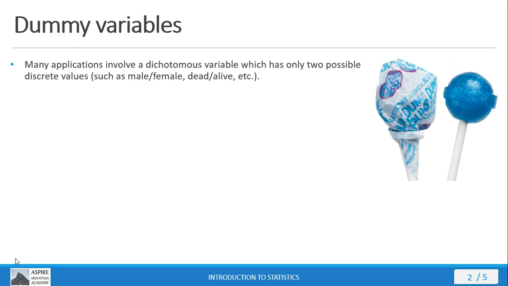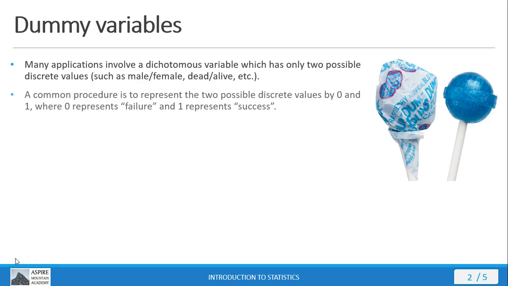What we're looking at when we're talking about dummy variables are applications which involve what's called a dichotomous variable. Dichotomous variables only have two possible discrete values. So you've got male and female, dead or alive, on or off, up or down, and so forth. Notice that all these examples are basically one or the other, okay?